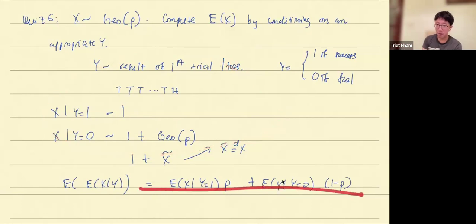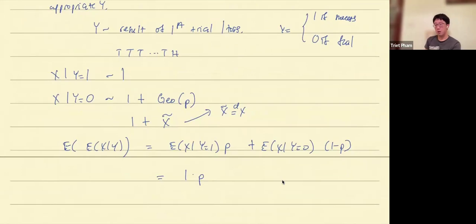Now the computation step. We have said that if Y equals 1, then X equals 1, so the expectation is 1, times p. On the other hand, if Y equals 0, then we wasted 1 trial and repeat the process. So this is the expectation of X plus 1, times 1 minus p. And of course, the left-hand side is the expectation of X. Okay, any question about this?